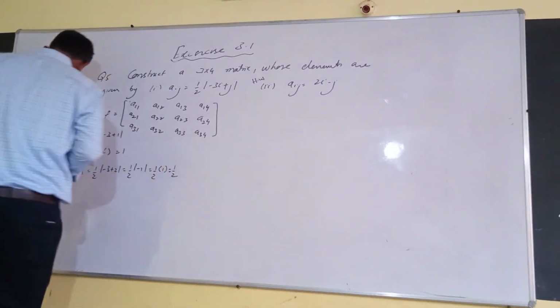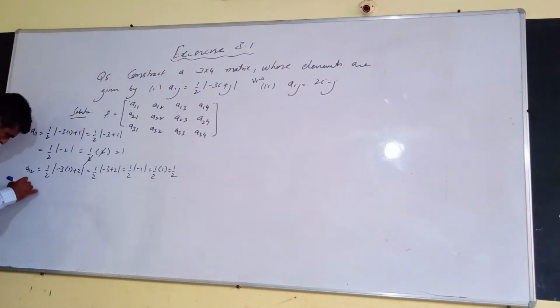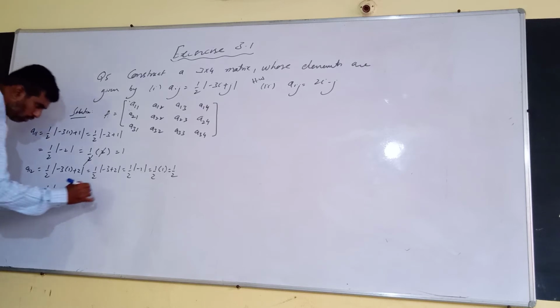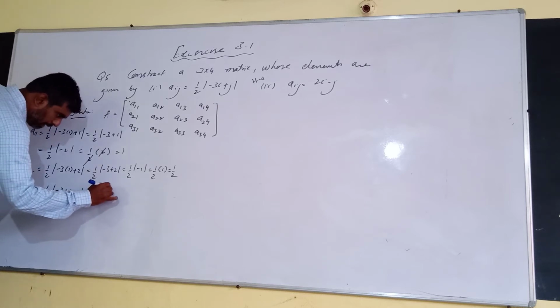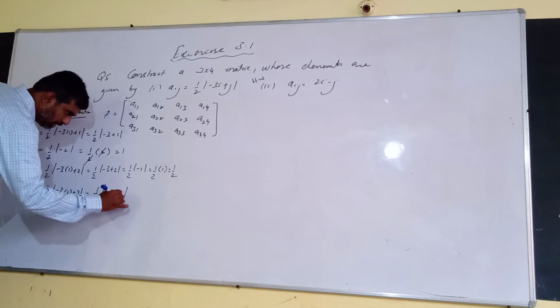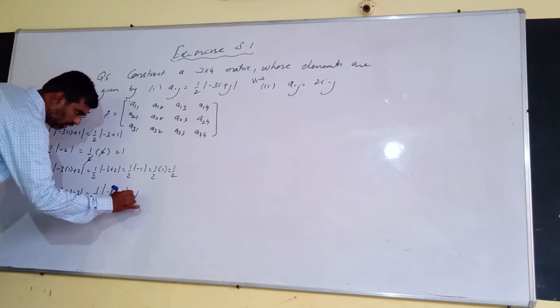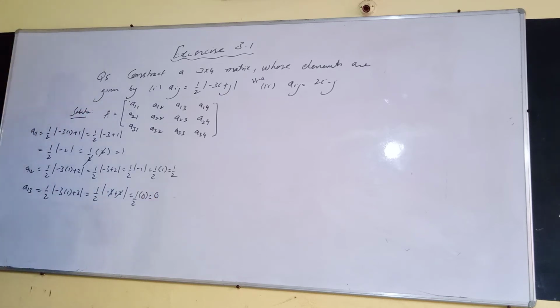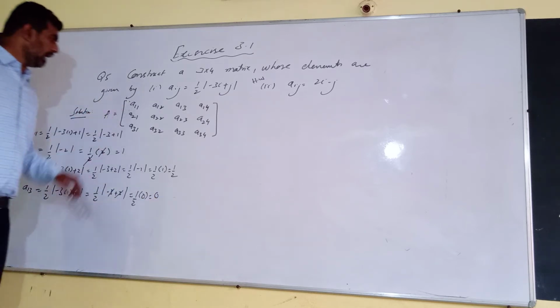First row, third column. 1 by 2 into absolute value of minus 3 into 1 plus 3. Now 1 by 2 into minus 3 plus 3. Minus 3 plus 3 get cancelled. 1 by 2 into 0 will give us 0. Now, second row, first column.